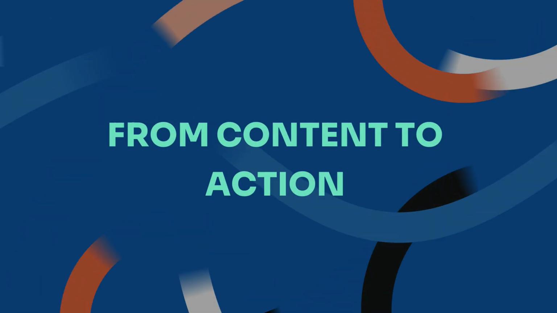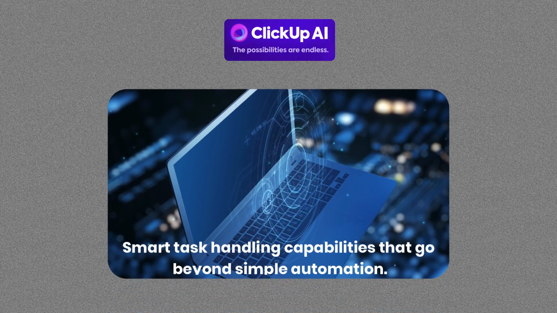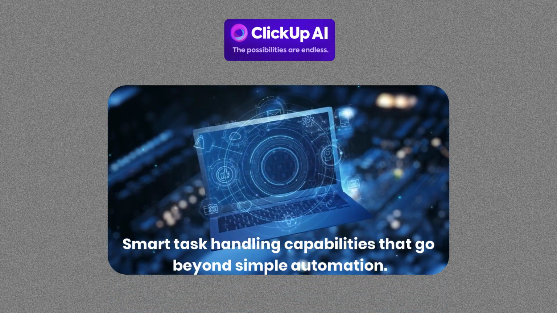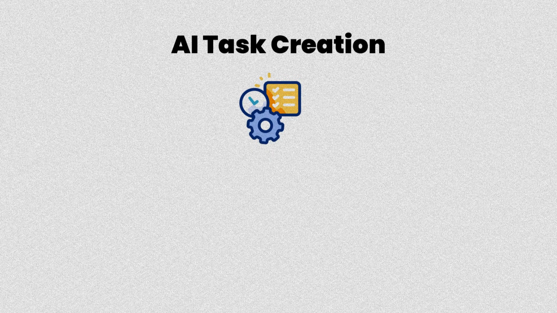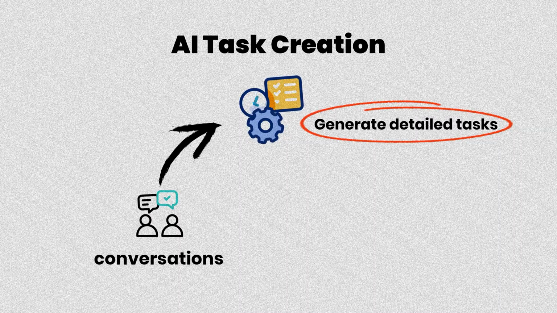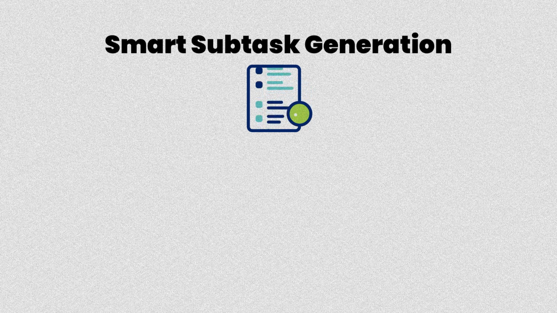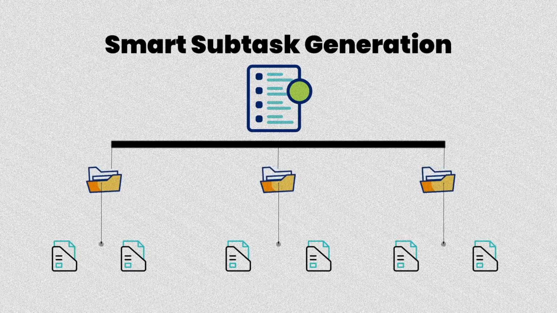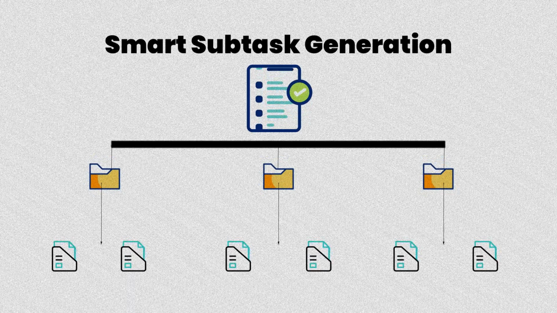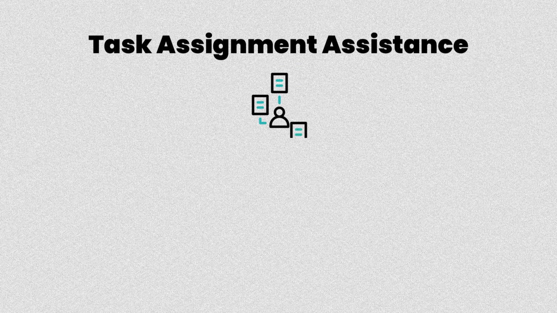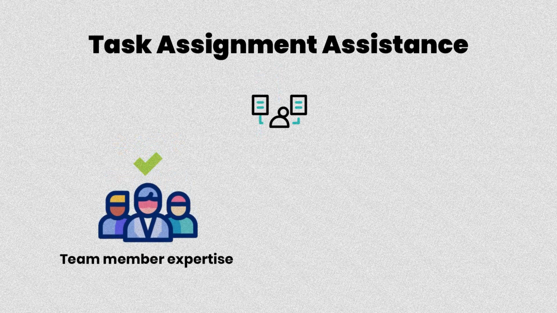Number 6, from content to action. The final feature showcases ClickUp AI's smart task handling capabilities that go beyond simple automation. So the current capabilities include the following. Number 1, AI task creation. Generate detailed tasks from conversations, documents, or voice clips. Number 2, smart subtask generation. So break down tasks into smaller manageable subtasks automatically. Number 3, task assignment assistance. So AI can suggest task assignments based on team member expertise and availability.